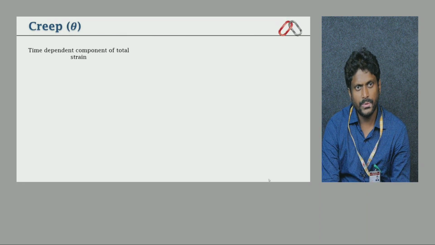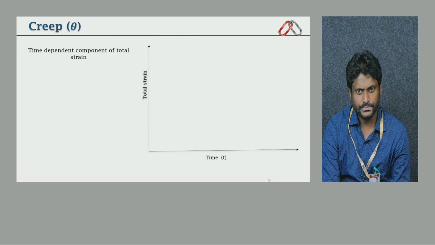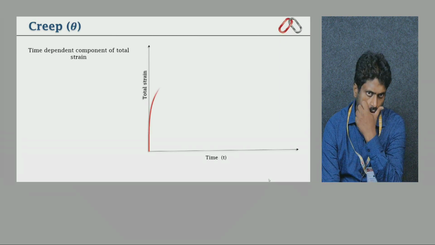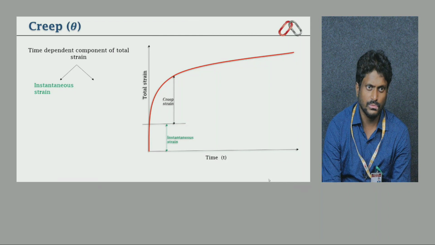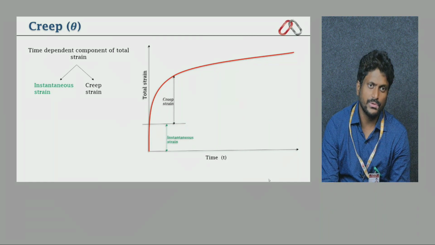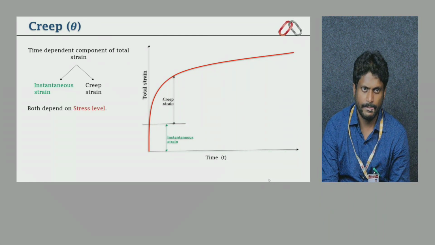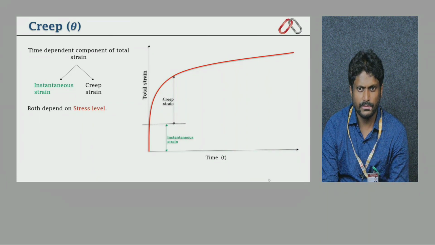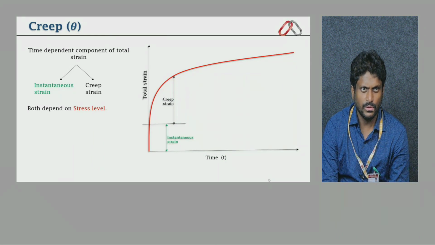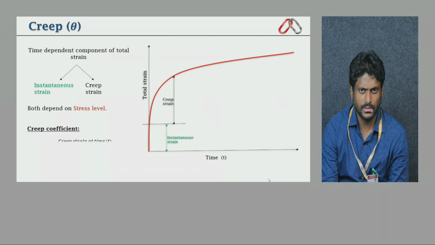Creep is the time dependent component of total strain. It can be shown with total strain on the vertical axis and time on the horizontal axis. It happens due to the instantaneous strain first. The next one which is happening is due to creep strain. Both depend on stress levels. So this creep strain is very dangerous compared to regular strain.